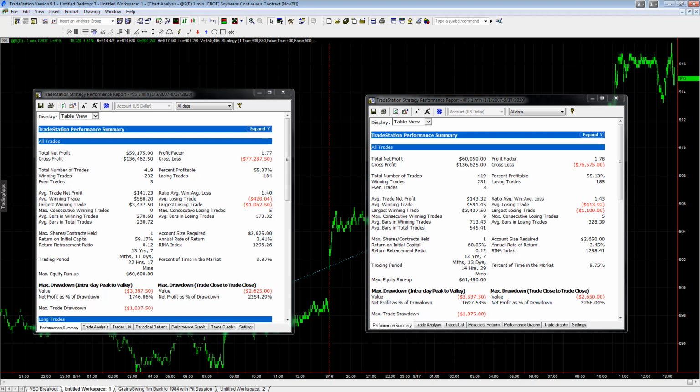2254 versus 2266. I'll go over the details. Total net profit 59,175 over 60,000. There's 419 trades. The number of trades stayed the same. I had to erase it just to see it because I wrote over 419 trades. There's a difference of one winner. The average trade profit is about $2 higher. The largest winning trade is 34.3750.